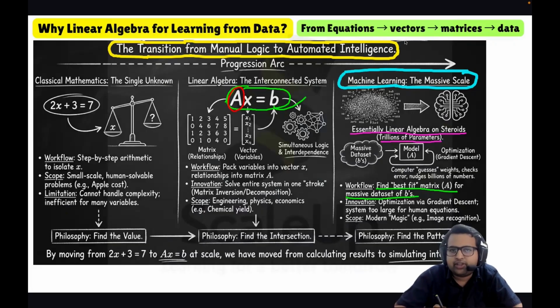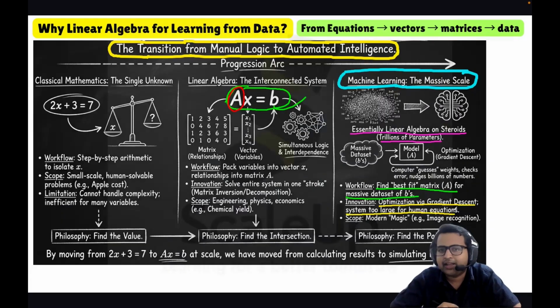Now, what innovation do we have in machine learning? Optimization via gradient descent. Since the system is too large for a human to write the equations, we use optimization, we use gradient descent. The computer guesses the weights in the matrix, checks the error, and uses linear algebra to nudge those billions of numbers until the error disappears. So that is what automated intelligence is.